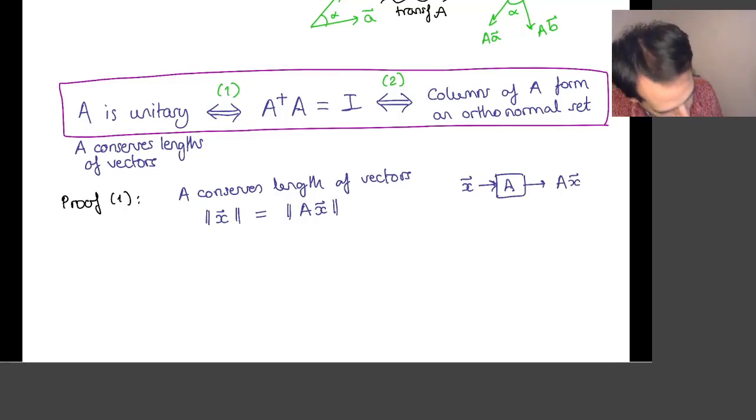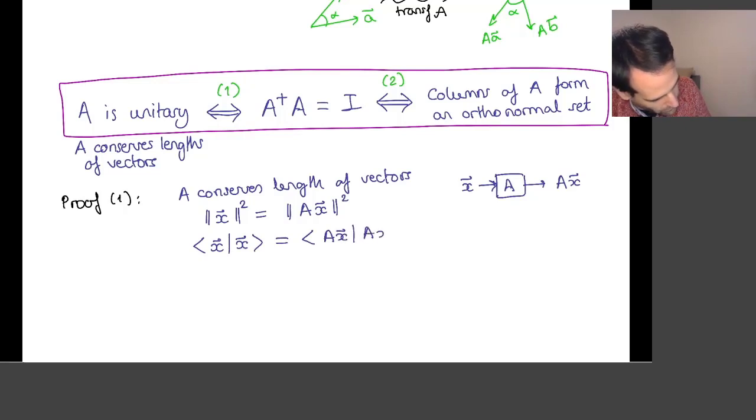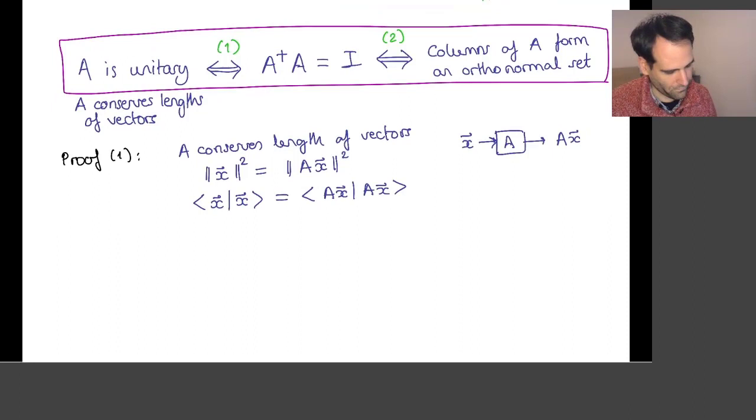If the lengths are the same, we can say that the square of the lengths is the same. Yes. But if we write this using the inner product, this is the inner product of x with x is equal to the inner product of A times x with A times x. Okay? So this is by definition of being unitary.